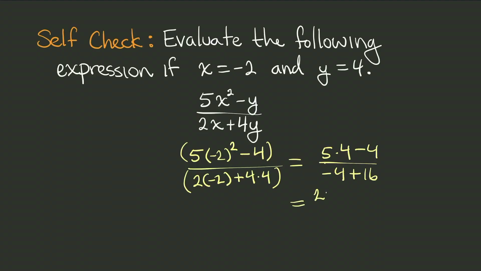That gives me 20 minus 4 over, and then in the denominator I have 12. So in the numerator I have 16, in the denominator I have 12. Both of these are divisible by 4, giving me in the numerator 4, and in the denominator I'll have 3. So my final answer looks like 4 over 3.